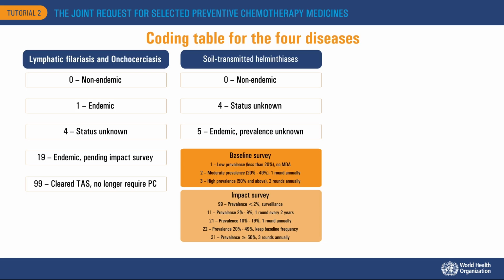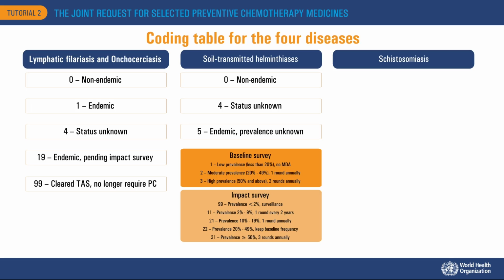11. Prevalence 2% to 9%, 1 round every 2 years. 21. Prevalence 10% to 19%, 1 round annually. 22. Prevalence 20% to 49%, keep baseline frequency. 31. Prevalence greater than or equal to 50%, 3 rounds annually.